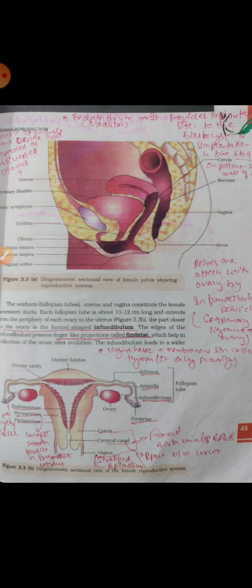Okay, so we have discussed the ovary, then the internal structure of the ovary, and the fallopian tube. Now we have discussed the uterus. So the next topic we are going to discuss is the vagina.